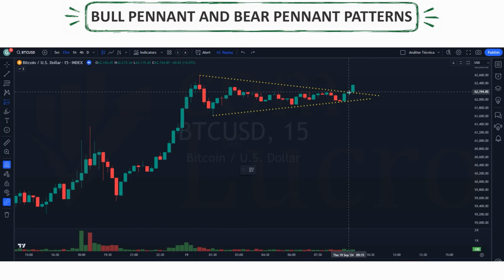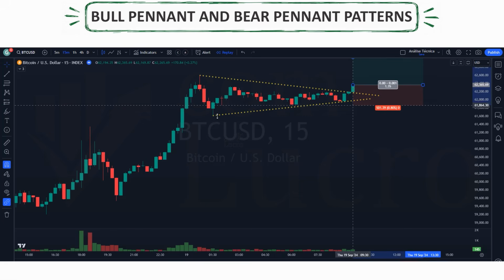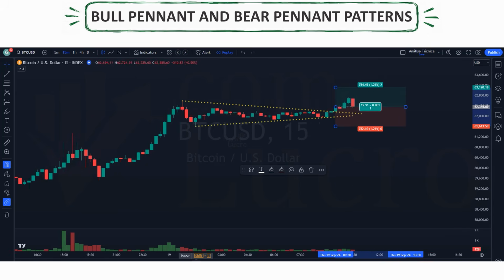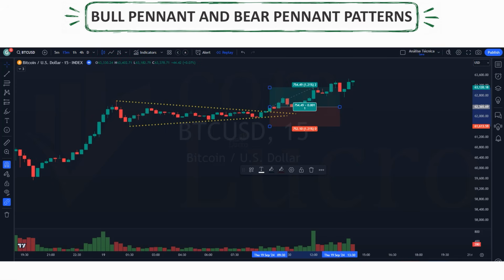Watch as the price approaches the upper boundary of the triangle. Once it breaks through this resistance, we have confirmation of the bull pennant, signaling the continuation of the uptrend. Traders often enter positions at this point, taking advantage of the resumed upward momentum.